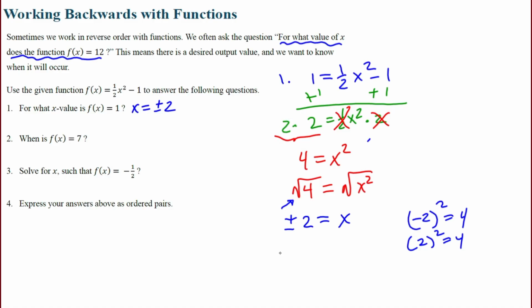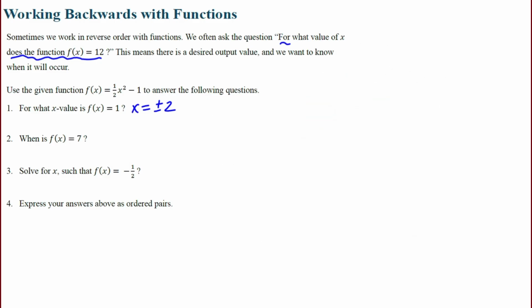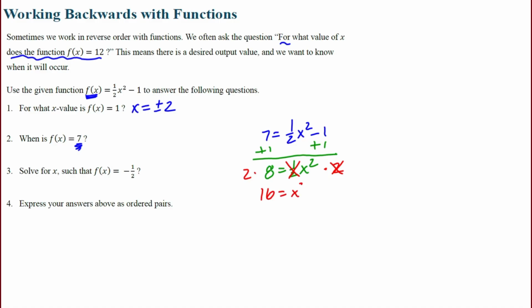So we want to do this all again for question number 2. We're going to say, let's set f of x equal to 7. So once again, we took that f of x and replaced it with the value we want it to be equal to, and we solve as we normally do. So we're going to add 1 to both sides. We have 8 is equal to 1/2 x squared. And just like before, we're going to multiply both sides by 2, because that's the reciprocal of 1/2. It'll cancel out that fraction. We have 16 is equal to x squared. And when we take the square root of both sides, we get plus or minus 4 is equal to x.